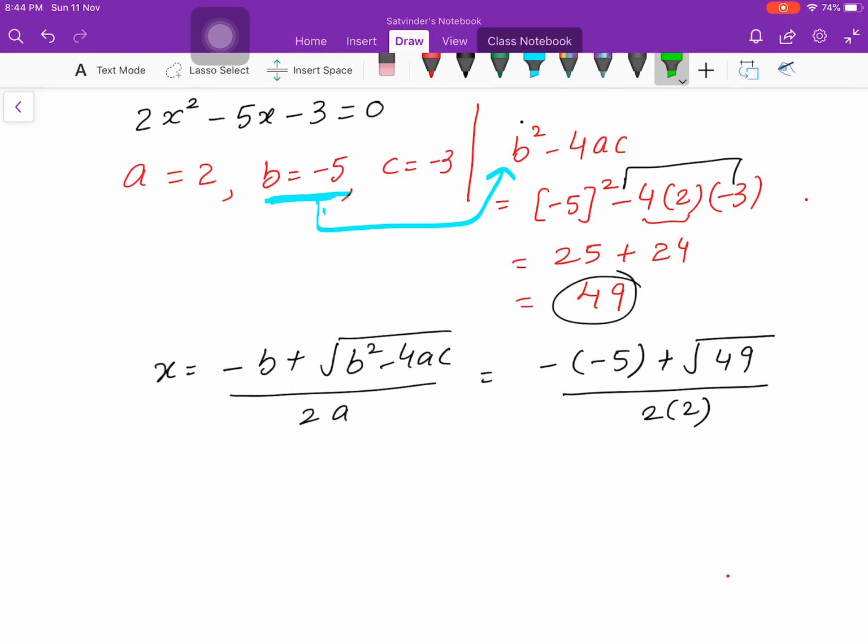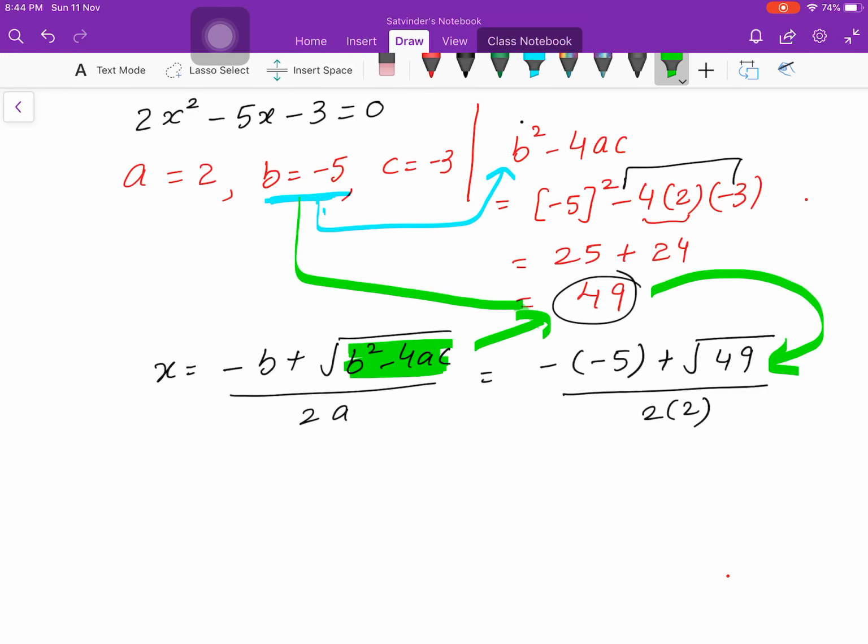Now make sure this value is here. Therefore I am directly substituting. Okay, and this b we are again going to use here. Therefore make sure you are substituting correctly and then evaluating. Of course, if you have a calculator, you can do it directly. So 5 plus 7 over 4. So 12 over 4 is 3.